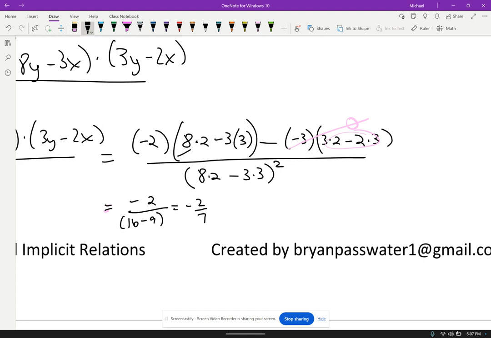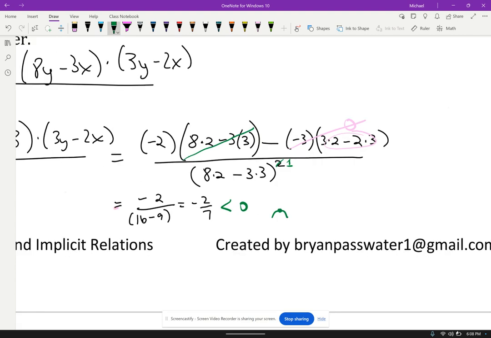So I cancel this whole thing. Maybe I should do that in a different color. I reduce this whole thing with one of these, and I was left with one on the denominator. And I went ahead and multiplied this out: 2 times 8, 3 times 3, and 16 minus 9 is 7. What did we just find? This was the second derivative. The second derivative is less than 0. If the second derivative is less than 0, that means it's concave down. If it's concave down, and this is a critical point, I know that because the first derivative is equal to 0, that must mean there's a relative or local maximum.